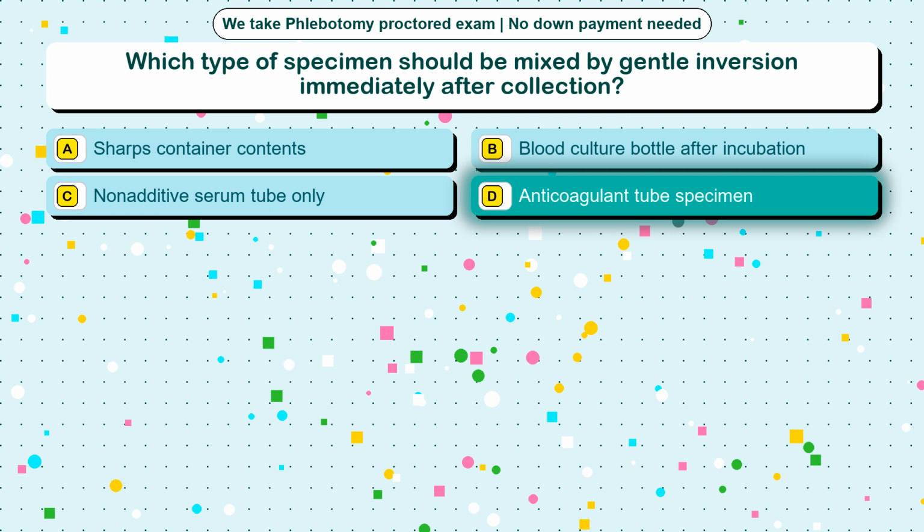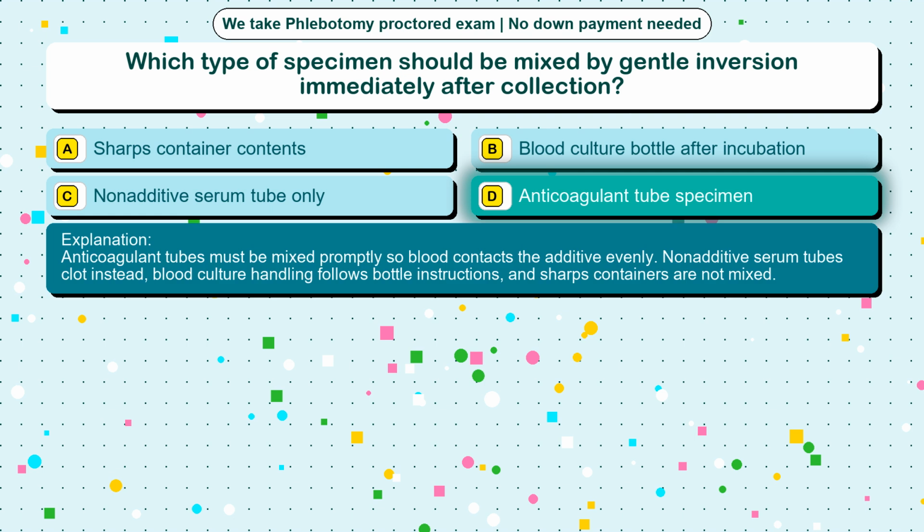Anticoagulant tube specimen. Anticoagulant tubes must be mixed promptly so blood contacts the additive evenly. Non-additive serum tubes clot instead. Blood culture handling follows bottle instructions, and sharps containers are not mixed.